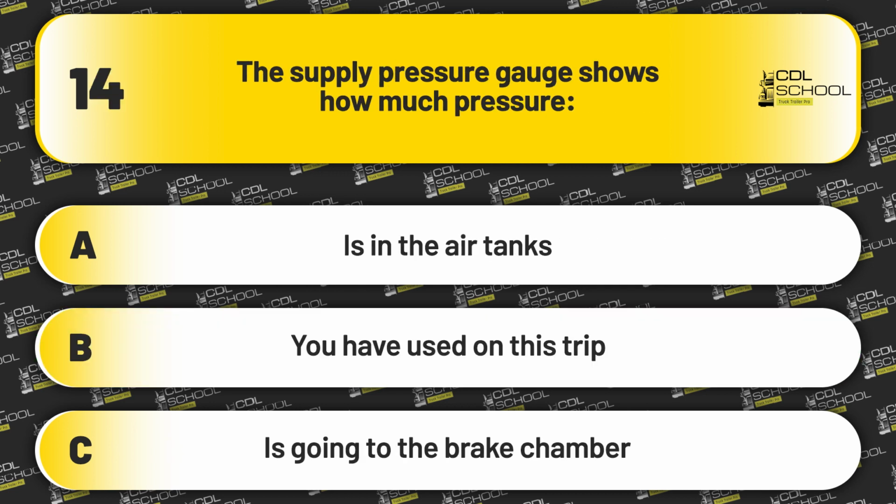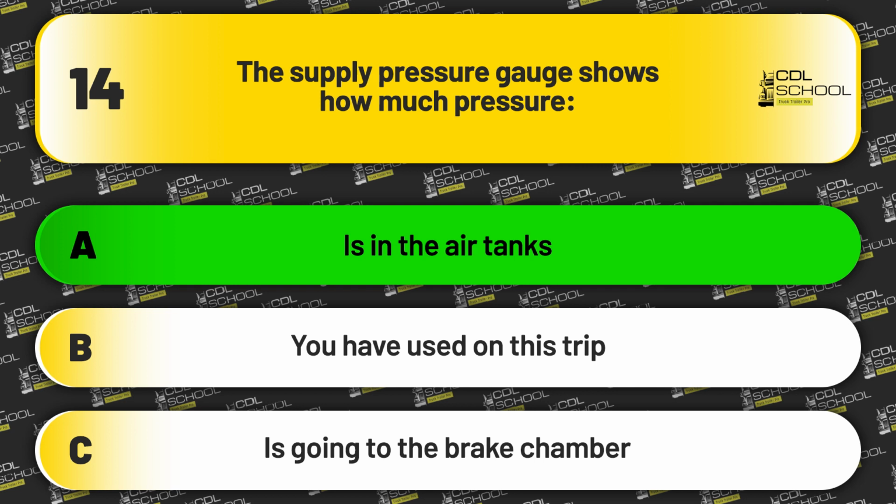The supply pressure gauge shows how much pressure is in your tanks, the pressure you have used on the trip, or the pressure going to the brake chamber. The correct answer is, it shows how much pressure is in the air tanks. So the correct answer is A. The pressure in the air tanks.